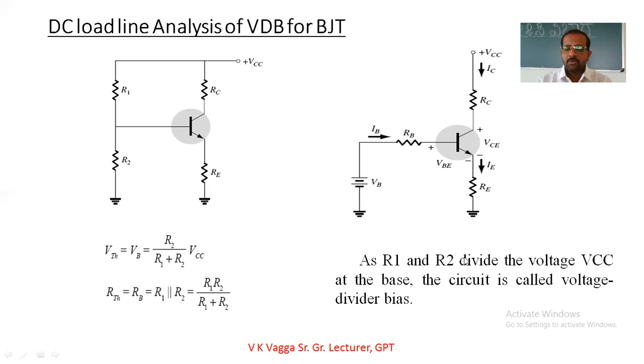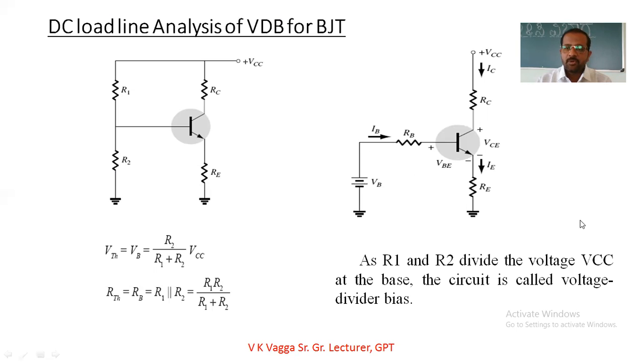As R1 and R2 divide the voltage VCC at the base, the circuit is called a voltage divider bias. It is based on this formula itself. It is called VDB, voltage divider bias circuit. After that, if you want to analyze this, there is the load line.